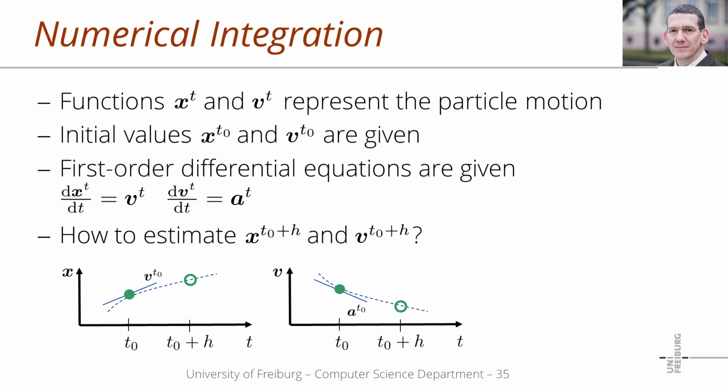The illustration on the right-hand side shows the same idea for the velocity. Here we have unknown velocities over time. We know the velocity at time t0, and we are able to compute the time derivative of the velocity, which is the acceleration at time t0. And then the goal is to compute the velocity at time t0 plus h as accurate and as efficient as possible.